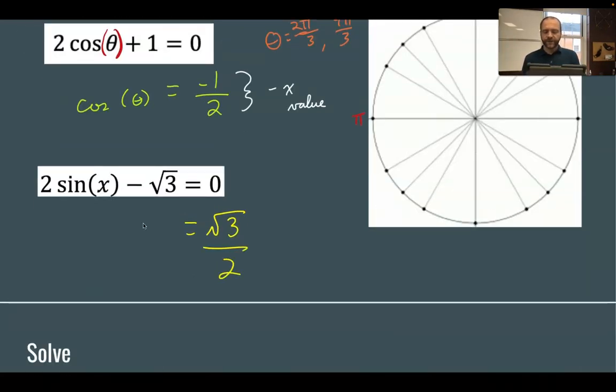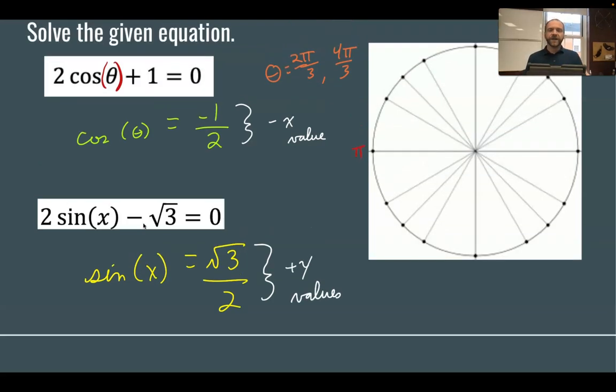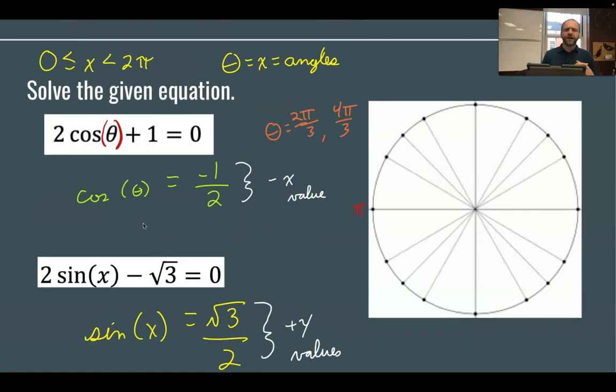So divided by 2. So the sine of x equals square root of 3 over 2. What does that mean? Well, sines mean y values around the unit circle. So really, I'm trying to find all the positive y values around the unit circle that have a value of radical 3 over 2.